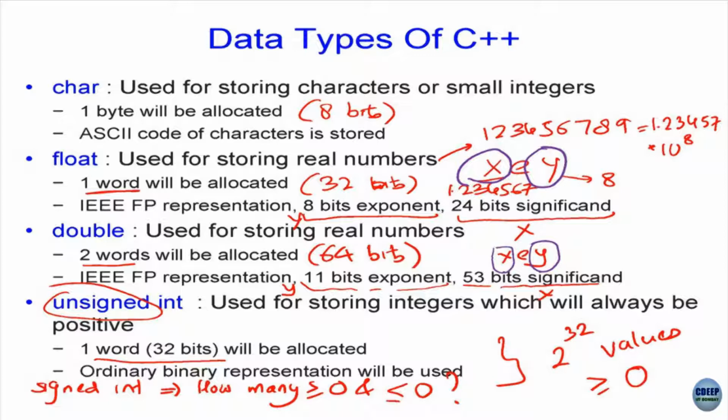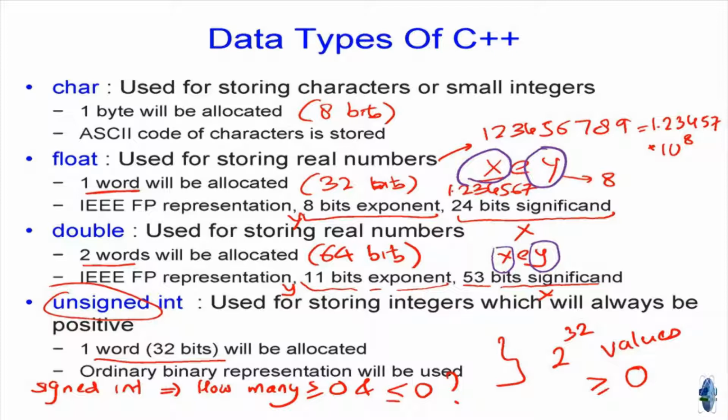Okay, so it's 32 bits. So unsigned int says I'll have 2 raised to 32 values that I can store, which are all greater than or equal to 0. On the other hand, signed int: how many values will it store? 2 raised to 32. Right? But now we'll ask how many of them will be greater than or equal to 0, non-negative. How many will be negative?